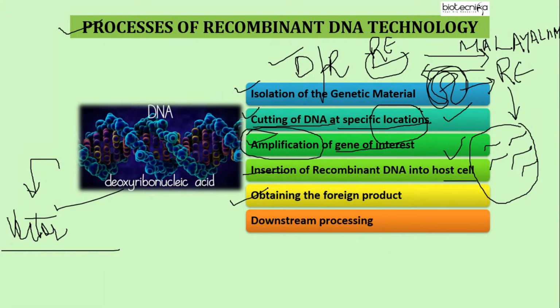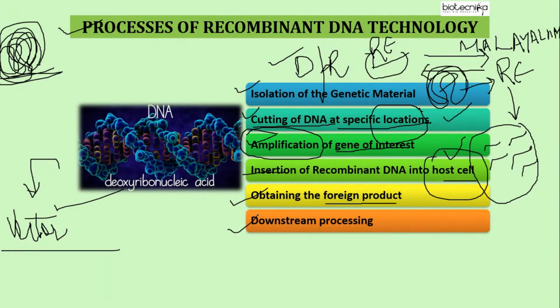Now the last step is obtaining the foreign product. Now once you have constructed this combination of DNA, vector and gene of interest, or you have inserted it in the host cell, surely this host cell will cause the expression of this gene. The gene will be expressed, and you know that in expression of a gene you will get the desired protein. So you will get the desired protein out of that gene of interest. So this is what is called a foreign product, because this product was not in the cell, but you are introducing it from outside. So at last, we will do the downstream processing. We will purify this product.